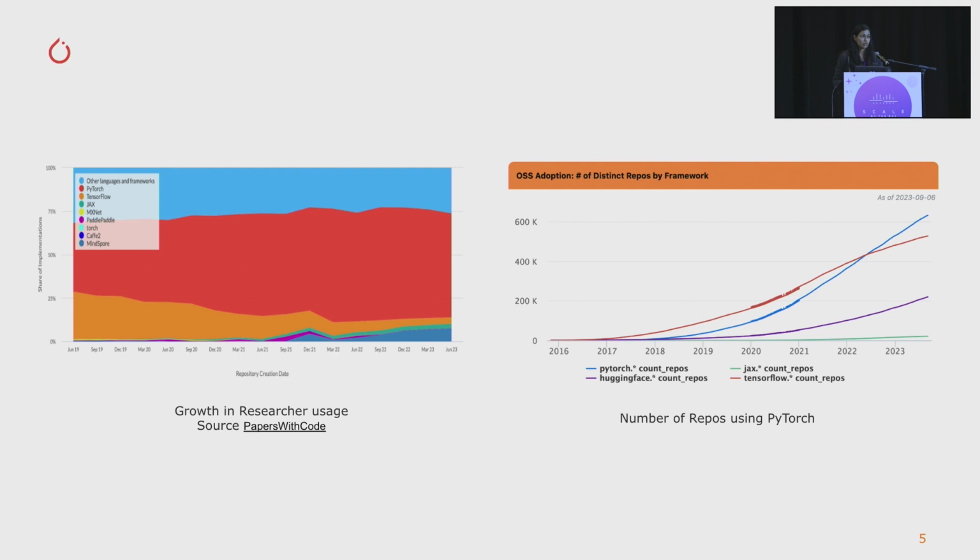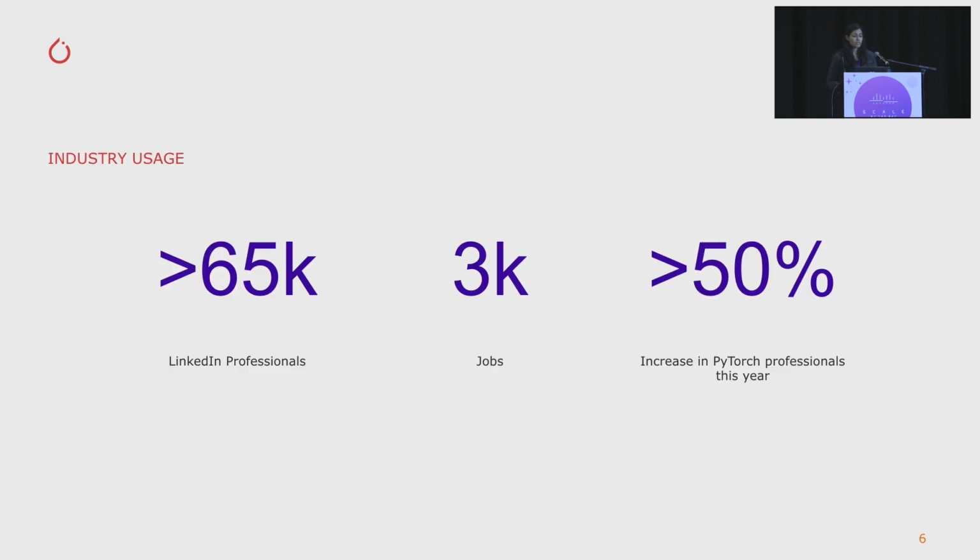The graph on the right talks about the number of open source repositories that use PyTorch today in GitHub. There are over 600,000 repositories on GitHub that are using PyTorch. And we've observed over 20% year-over-year growth in new repositories using PyTorch. PyTorch has also made a significant impact on the tech industry. Data from LinkedIn suggests that there are over 65,000 LinkedIn professionals that have PyTorch listed on their profile. There are also 3,000 jobs associated with PyTorch, and we have observed over 50% increase in PyTorch professionals just this year.